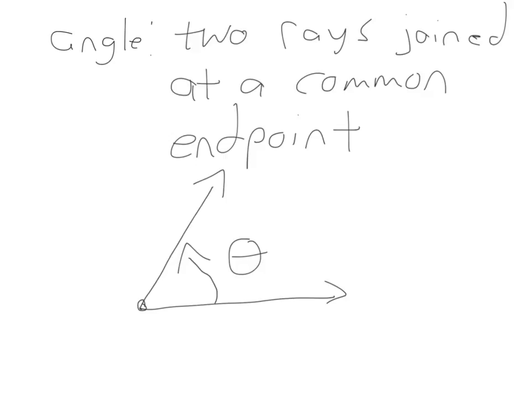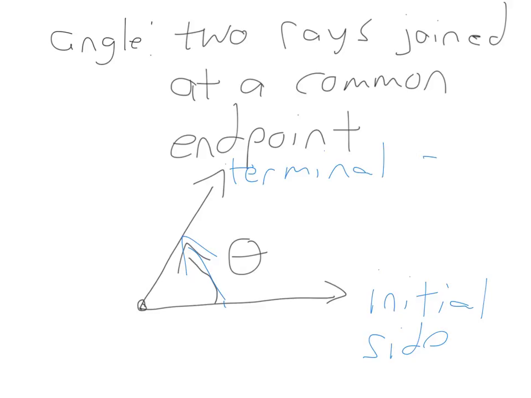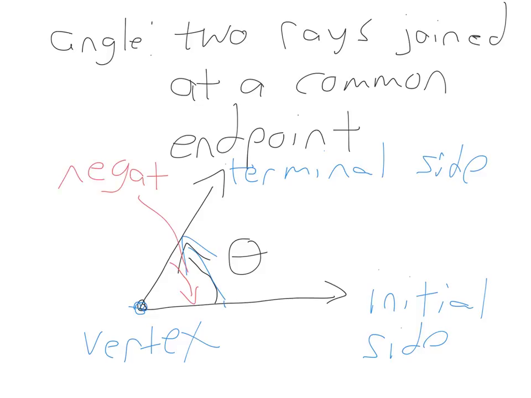Now, when measuring angles, we normally go in a clockwise motion, or a counterclockwise. The side where we start is what we call the initial side. The side where we end is what we call the terminal side. And this common endpoint is what we call the vertex of the angle. If you go clockwise, like what's illustrated in red, that would be the negative direction. If you measure an angle clockwise, your measure will be negative however many degrees.